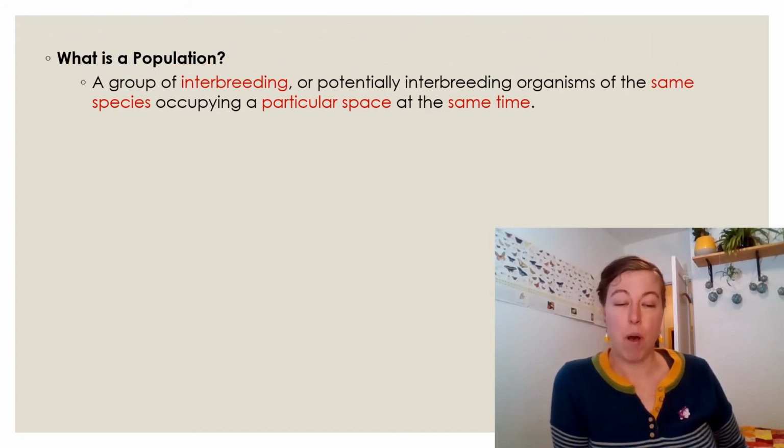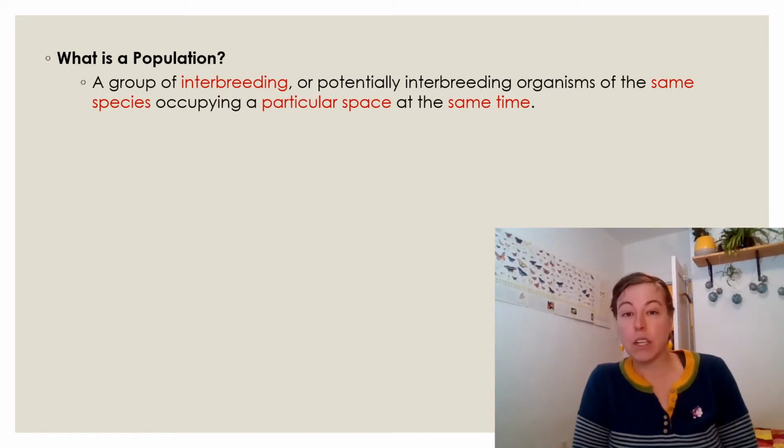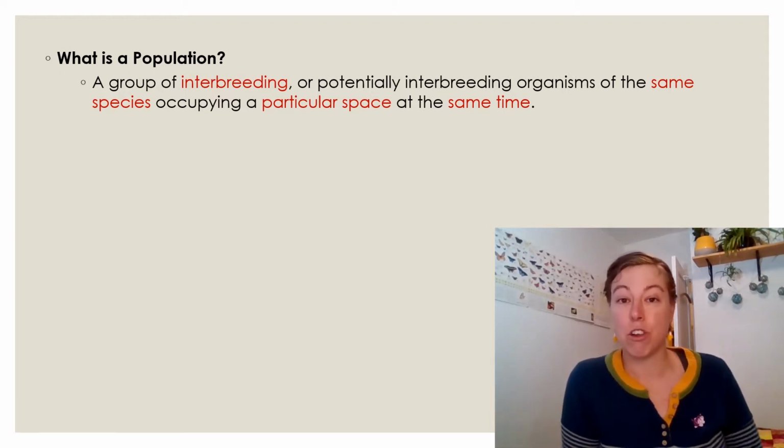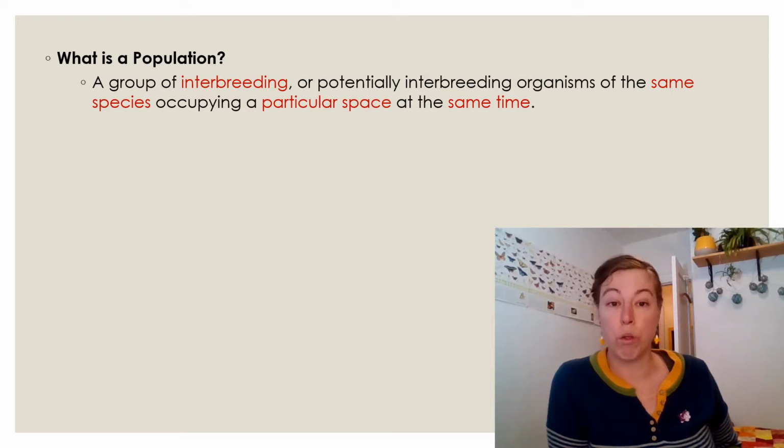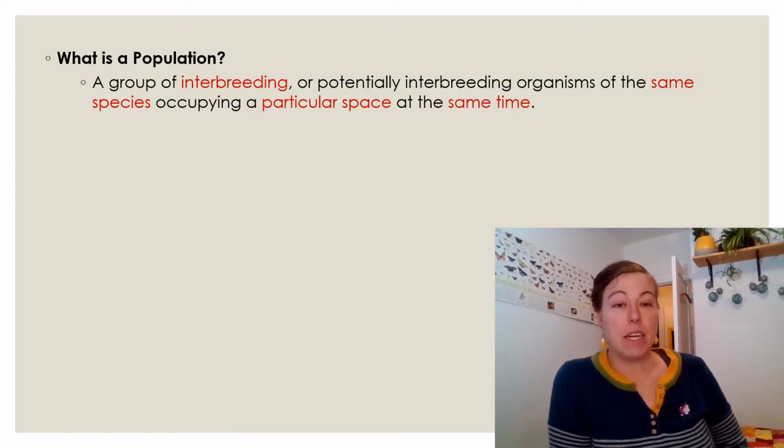For our purposes, a population is a group of interbreeding or potentially interbreeding organisms of the same species occupying the same space at the same time. This is important because if they're not interbreeding, that is no longer a population. Populations are dynamic. They're subject to change, growth, loss. So without that interbreeding, it's not technically a population. They need to be the same species or else they can't be interbreeding. They need to be at the same place at the same time.